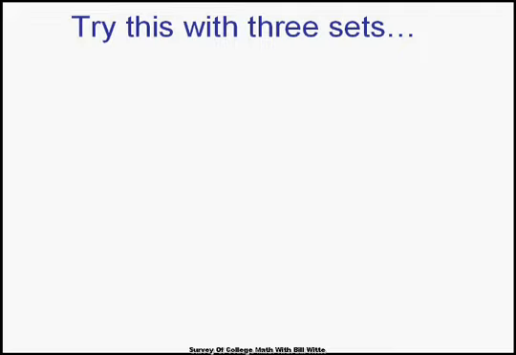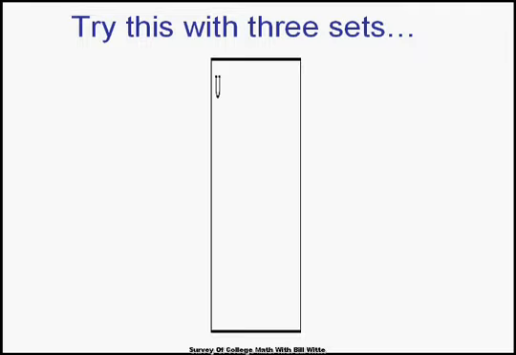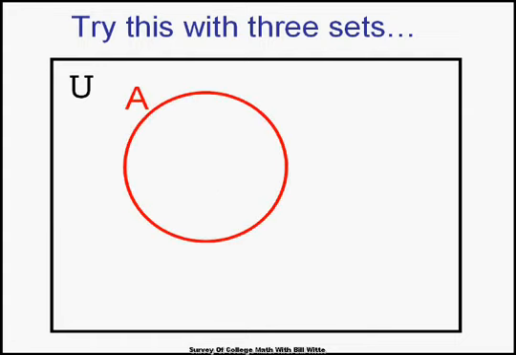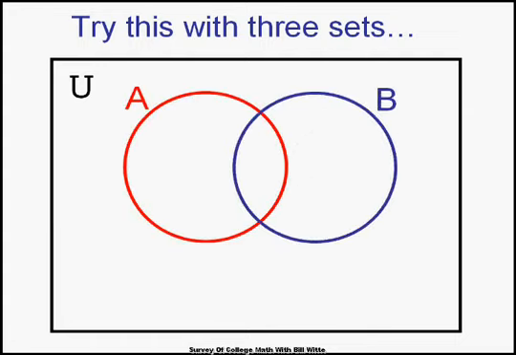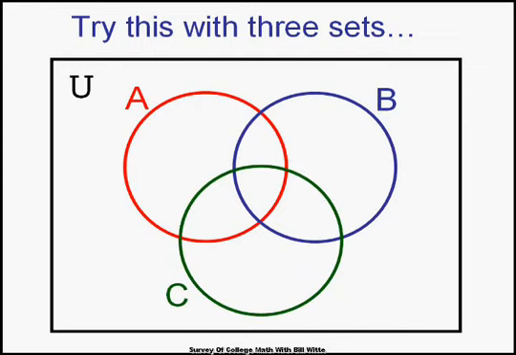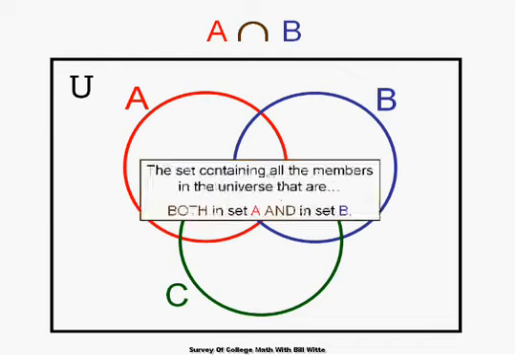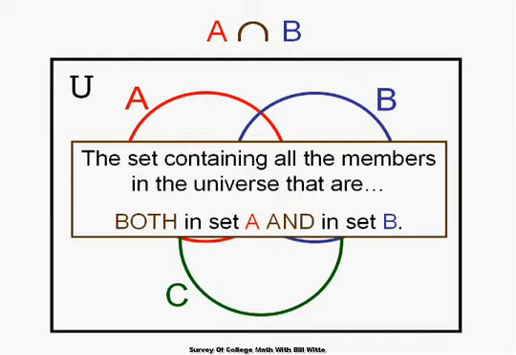Let's try it with three sets at a time. There's my universe. We'll call that set A, that's set B, and that's set C. What would A intersection B be? I didn't say anything about C, so for right now you can forget about C. Just A intersection B: everything that's in A and also in B.